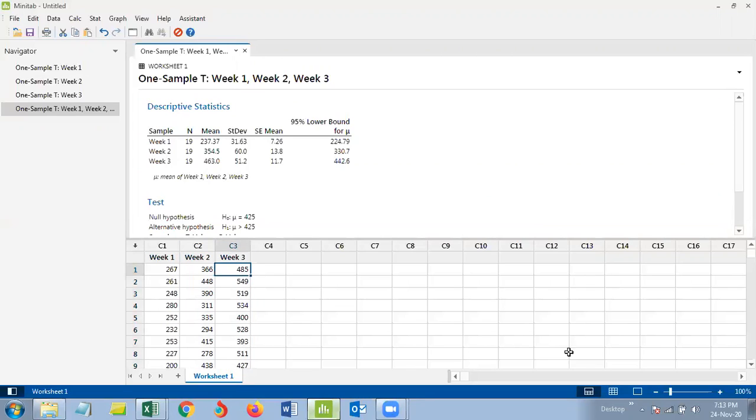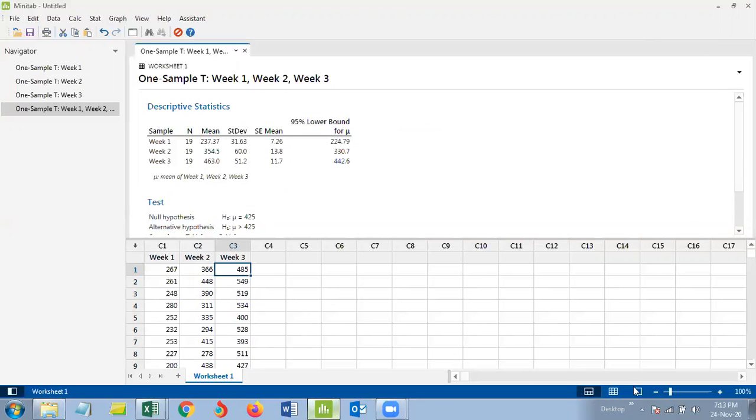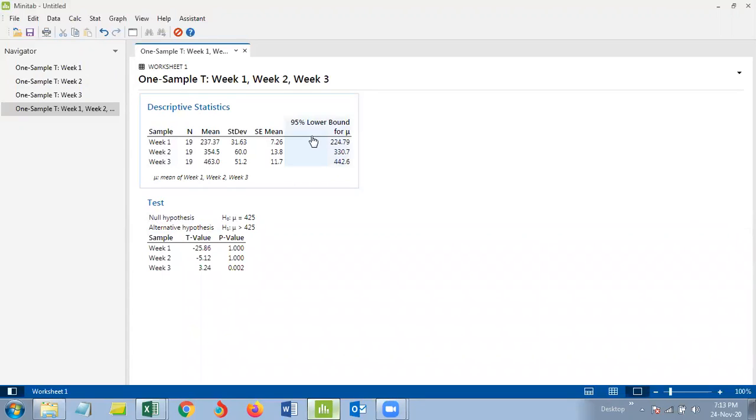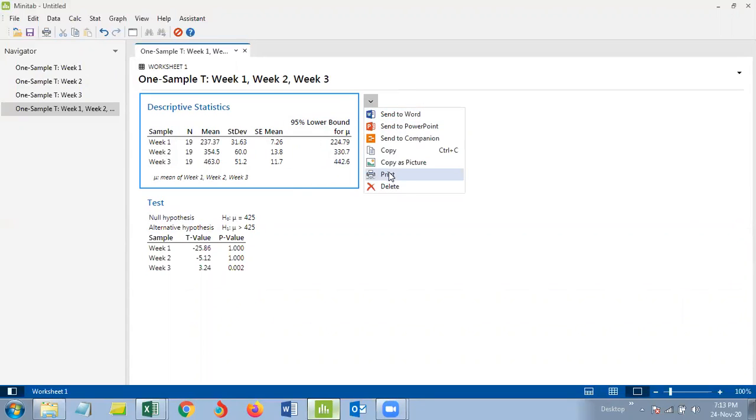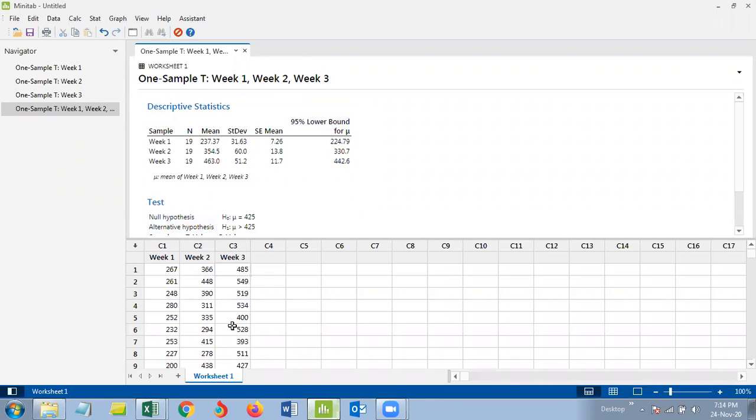Okay. So similarly, when we get this data, we work it out. If I go back here again, that's what it says to check the project progress. We use one sample t. So this is where the first slide will go. You can prepare this entire slide, put this information on a slide, copy paste this on a PowerPoint and share it with the management. So that will become your first slide as evidence that you have gone through the journey of improvement, and step by step they'll be able to see the journey.